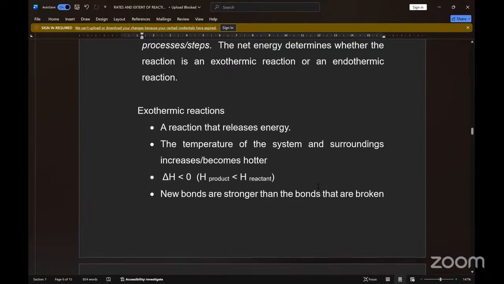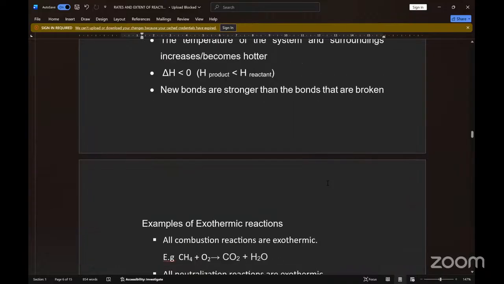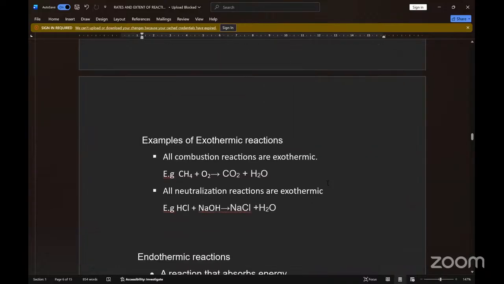What is it? It's a reaction in which energy is released to the environment. The temperature of the content or the system together with the surrounding increases. The value of delta H is negative, and new bonds are formed. These new bonds are stronger than the old bonds. I will explain that very shortly. So these are examples of what we call exothermic reactions.